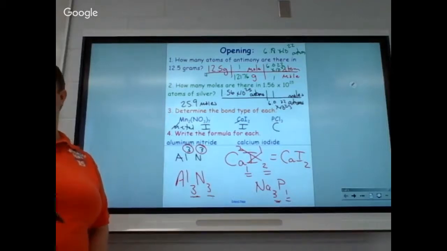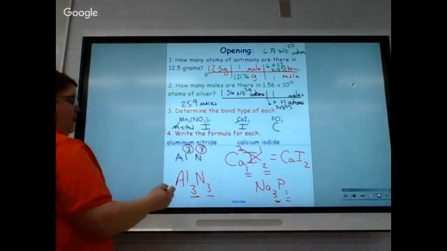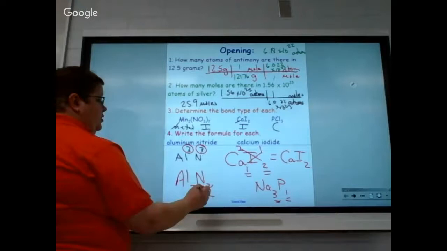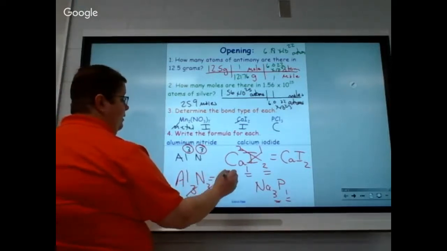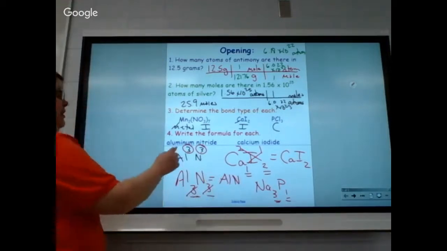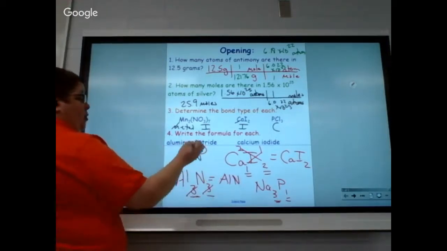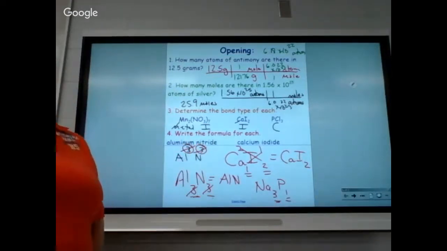So 3 and 3 can both be reduced by what? They can reduce by what? 3. So we're going to reduce them by 3. So this 3 and this 3 are going to be reduced by 3, which is going to leave us AlN. The easiest way to do it is when you see these up here at the top, they are going to do what to each other? They're going to cancel each other out, and you get AlN.